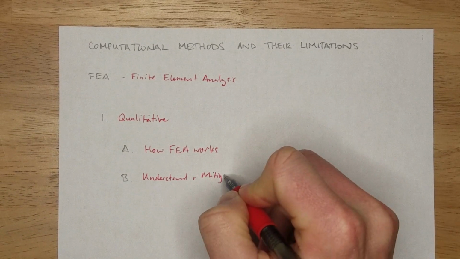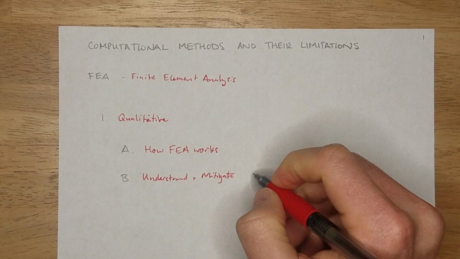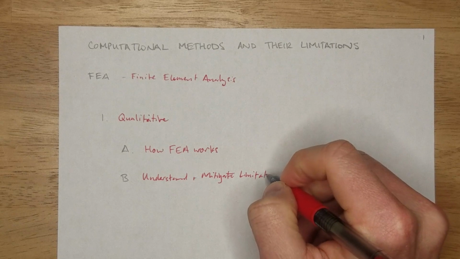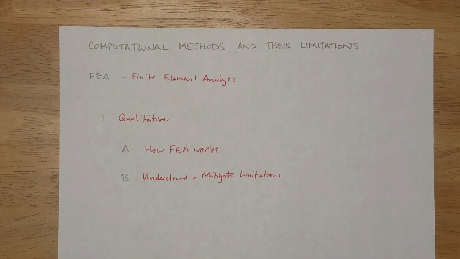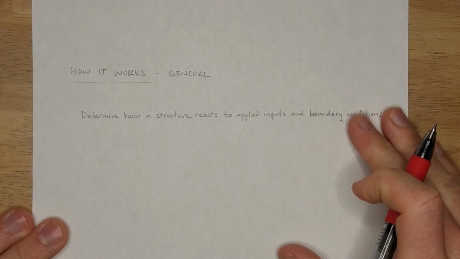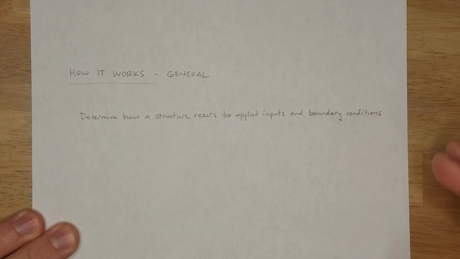We're going to figure out what we need to know about how to reduce our chances of getting bad accuracy, bad results. If we know these two things, we're going to handle any question that they're going to throw at us. So, what is FEA all about? Well, simplistically, we're going to take a structure, we're going to apply a load and a boundary condition to it, and we're going to see how it reacts. That's really all we're doing.